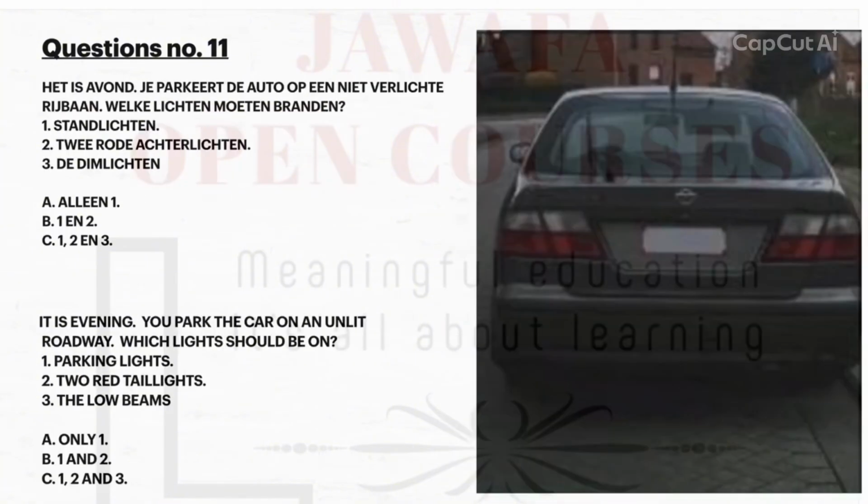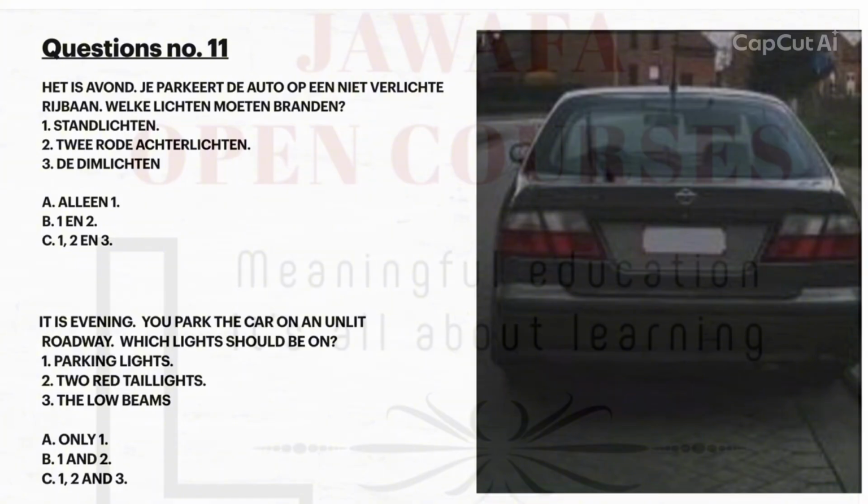Question number 11 is about evening time and you are parking your car on the side of a road where there isn't much light. So in such a situation, which light should you turn on? Parking lights, or the second option, 2 red tail lights, specifically the 2 red tail lights at the back, or low beams as the third option. You must select from these which particular light you want to turn on.